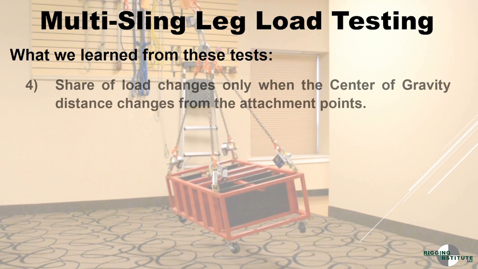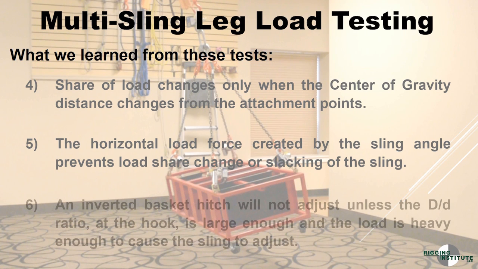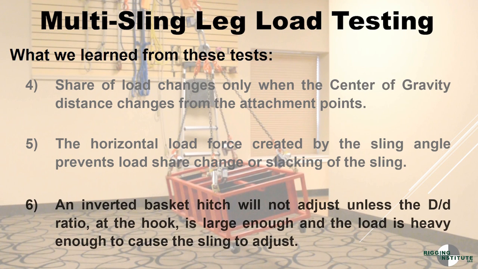Share of load changes only when the center of gravity distance changes from the attachment points. The horizontal load force created by the sling angle prevents load share change or slacking of the sling. An inverted basket hitch will not adjust unless the D-to-d ratio at the hook is large enough and the load is heavy enough to cause the sling to adjust.